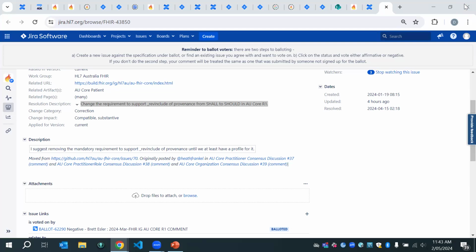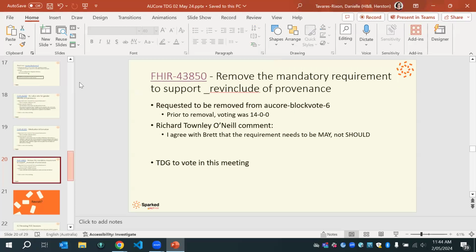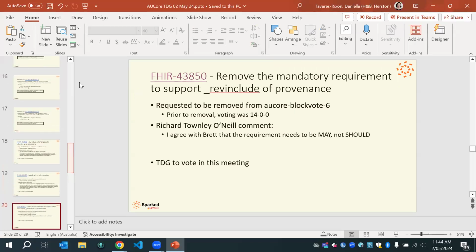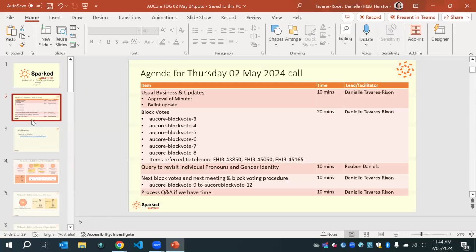And okay, that is all the refer to telecom items. Now, Heath, you've joined us, and we did have on the agenda to revisit individual pronouns and gender identity, but that now needs to be postponed because you've missed Ruben, who was here at the beginning of the meeting. So ideally, I'll get in touch with you to confirm if you can make the 10th of May meeting, which will be where we will reschedule that too. And if you can't, we'll find another time.